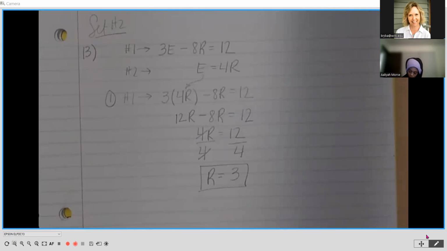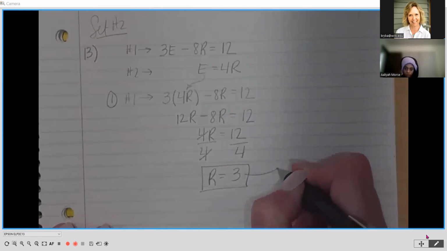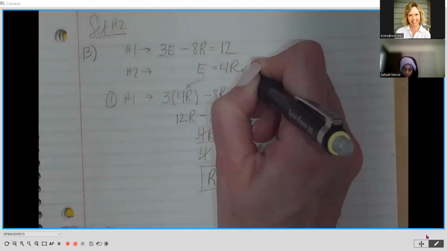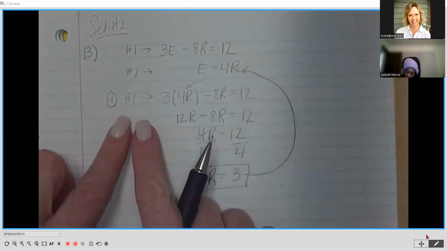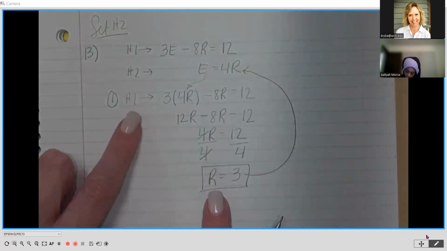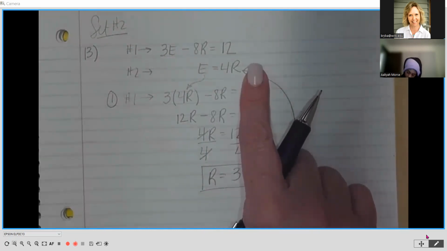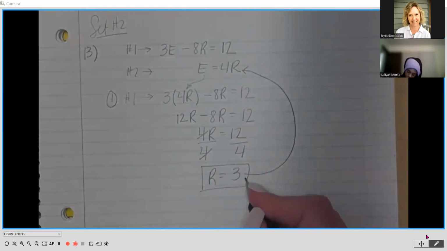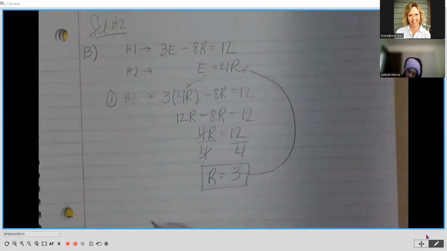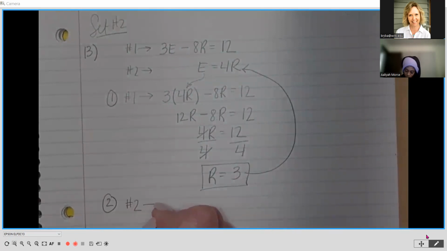Now, there are two variables here. We've got r, and now we have to go back and solve for e. So we're going to substitute the value of 3 where we see r in the other equation. Notice that we solved for r in equation number 1. Now we're going to go back to equation number 2 and substitute our value of 3 where we see r. So our second step here is going to be using equation number 2. And when we do this, we always alternate back and forth between equations.